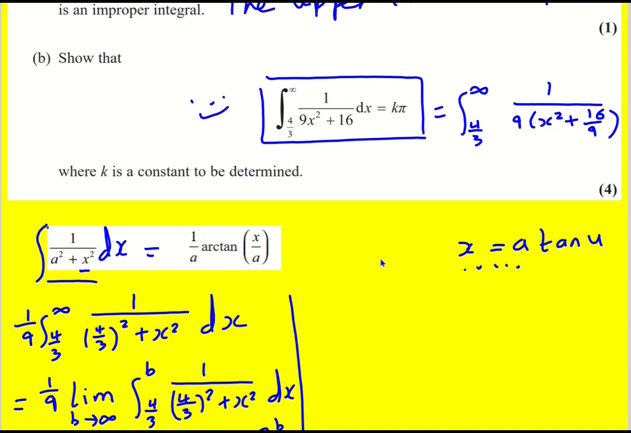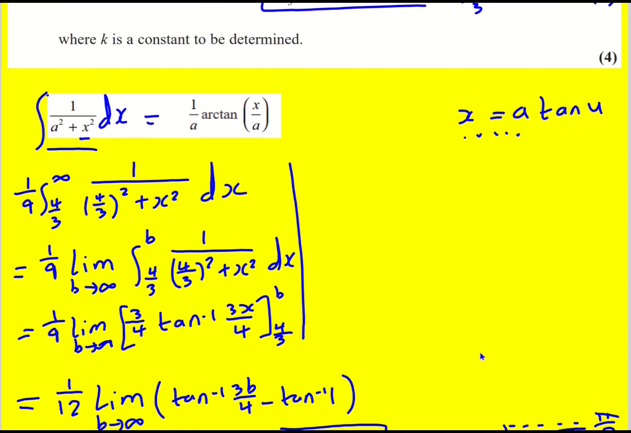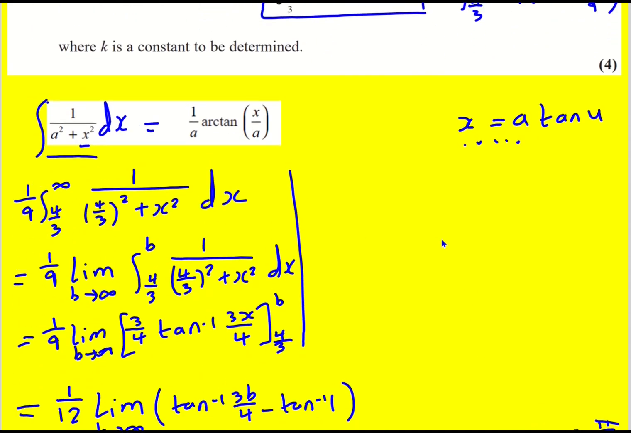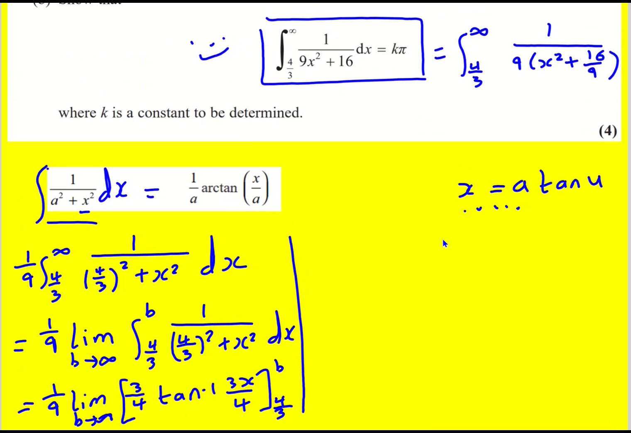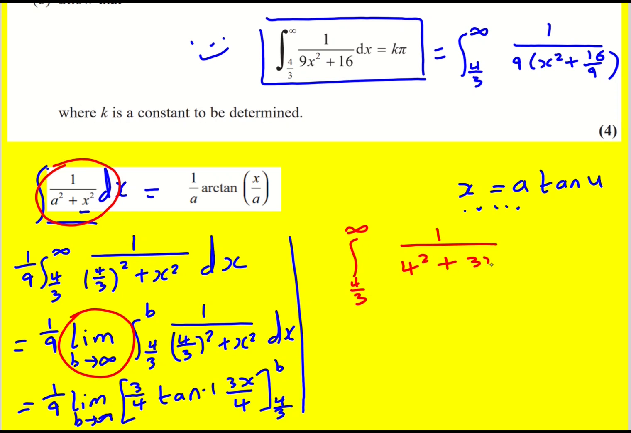Now, I did say about another way of doing it, and I want to talk about this. So instead of taking a 1 over 9 out, there's a slightly different approach. I'm not going to worry about the limits here, just to illustrate the idea. This time I'm going to try and get it directly in this form. So I could write it as 4 squared plus 3x all squared if I wanted. And now it's kind of in this form.